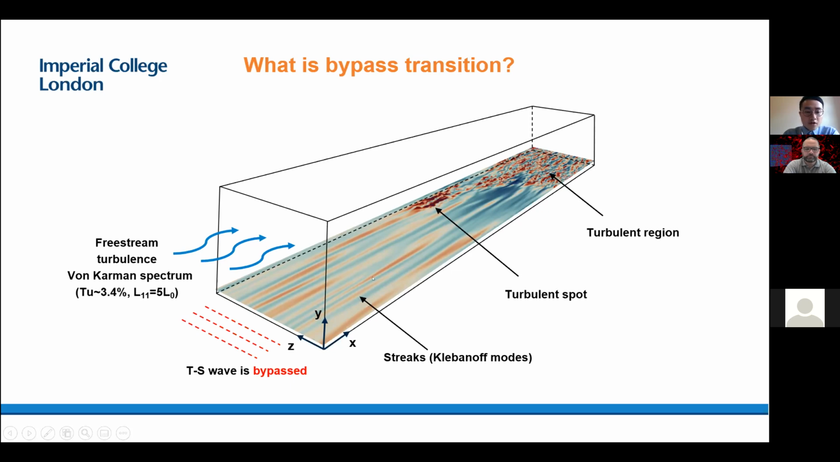The picture here shows our computational domain, and the contour here is the streamwise velocity fluctuations at a fixed wall normal location. We can see these high and low speed streaks before transition, and these streaks are also called Klebanoff modes. Streaks break down to the turbulent spot, which grows and propagates, and finally merges with the turbulent region. So this is the general picture of bypass transition, and this happens very often in turbomachinery.